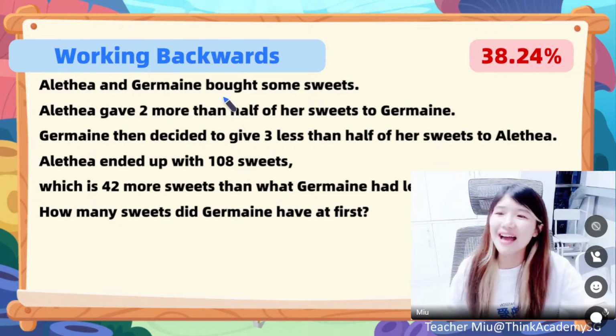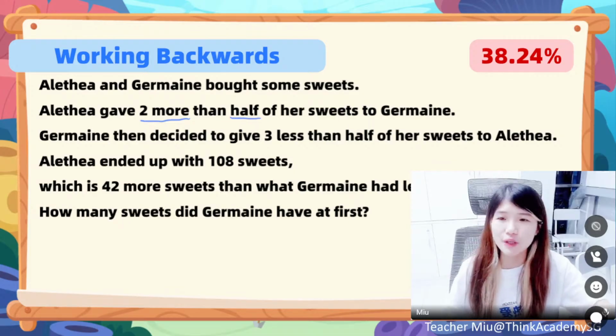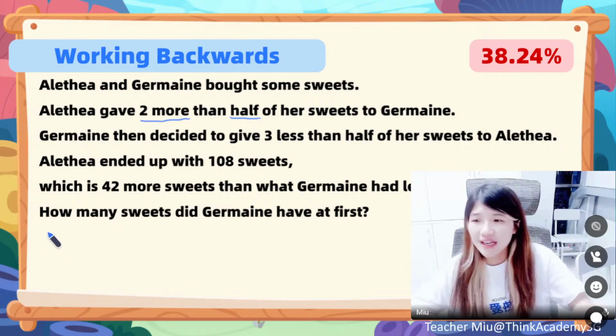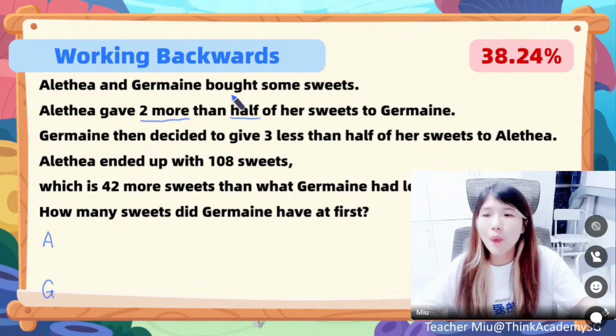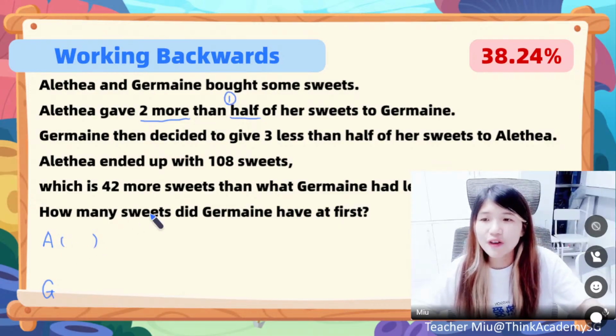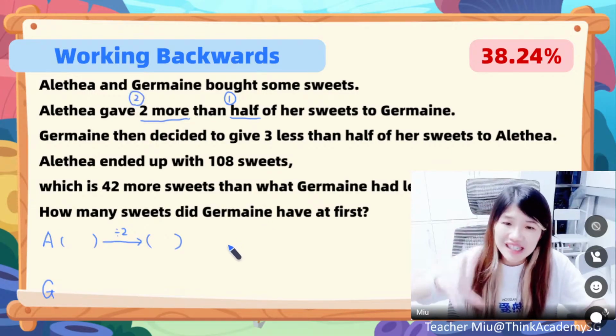Alicia and Jermaine bought some sweets. So first, A gave 2 more than half of her sweets to G, which means we should draw 2 train diagrams. One is for A and one is for G. It goes, A gave 2 more than half. Always we should do the half first, which means we should do the half, divided by 2, first. Then give 2 more, which means from her basket, she still needs to take out 2 more.